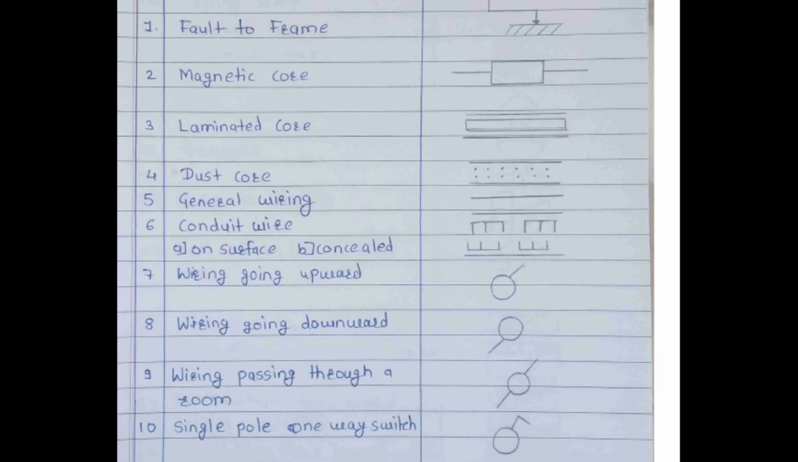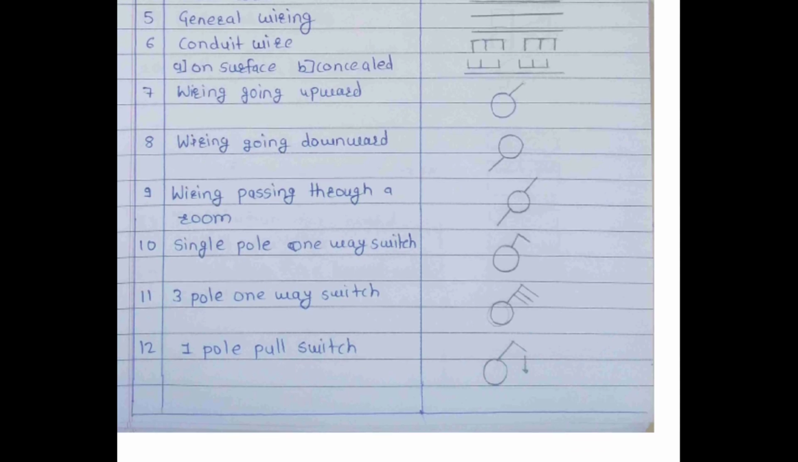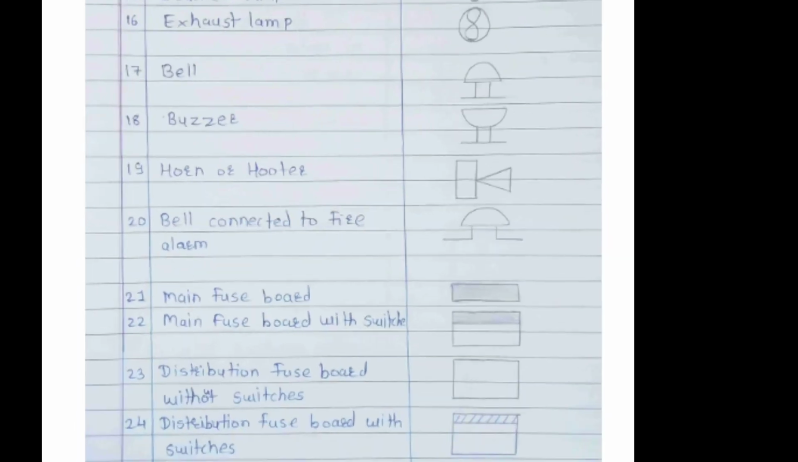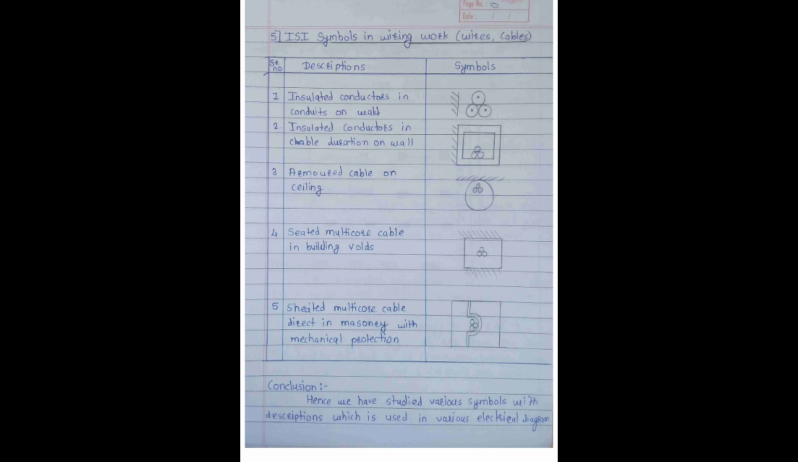Fault to frame, magnetic core, laminate core, dust core, general wiring, conduit wiring, wiring going downward, wiring passing through room, single pole one way switch, 3 pole one way switch, and 1 pole switch. So these are also symbols. ISI symbols in wiring work are the most important symbols. And last is the conclusion: hence we have studied various symbols with description which are used in various electrical diagrams.